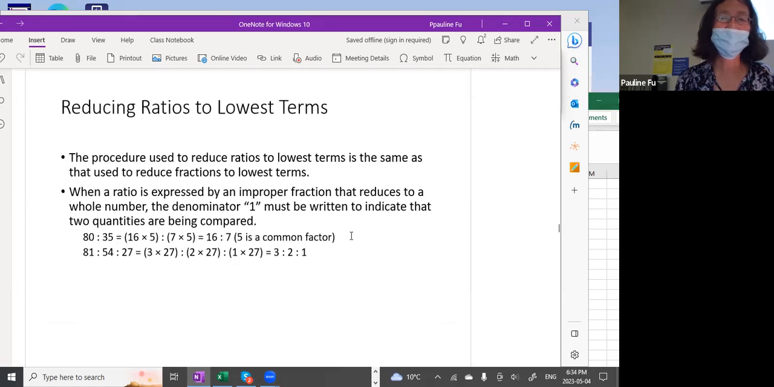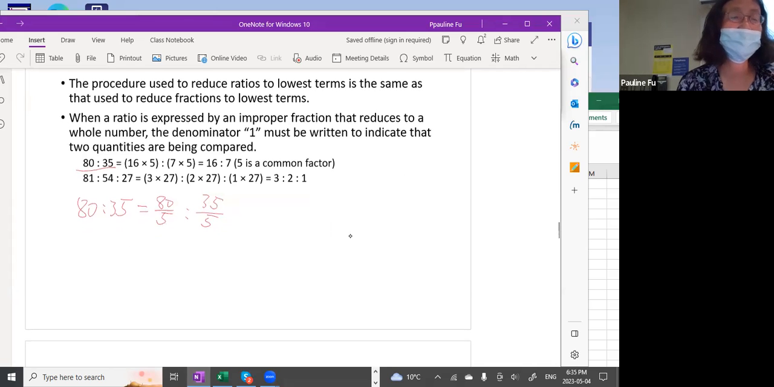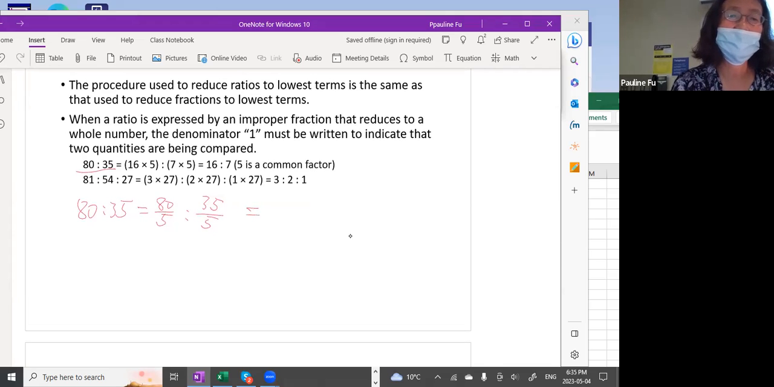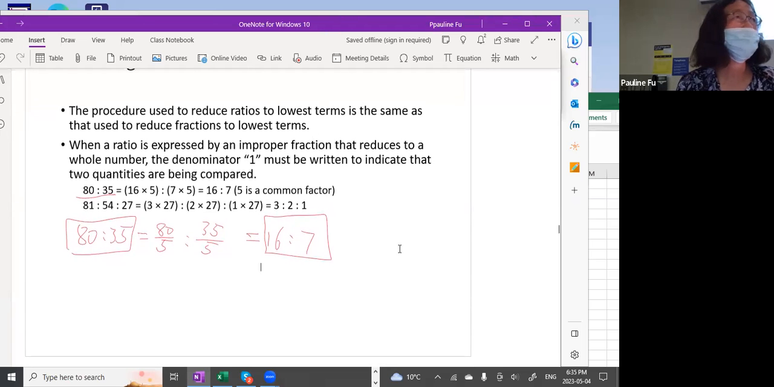Now, how do we reduce ratios to lowest term? For example, I have ratio 80 to 35. How do I reduce to lowest term? Excellent. So it is the same as 80 divided by 5 to 35 divided by 5. And then 80 divided by 5 is what? 16. 35 divided by 5 is 7. So you reduced from here to here. Again, make sure you can do it.